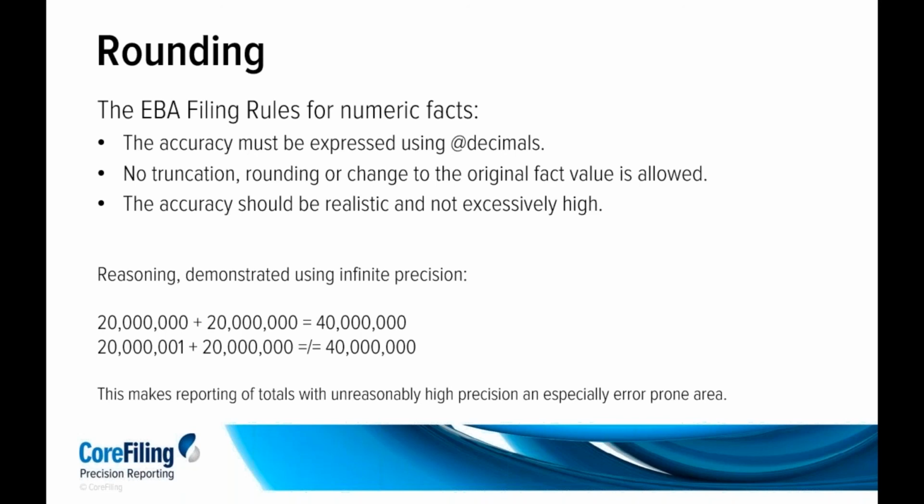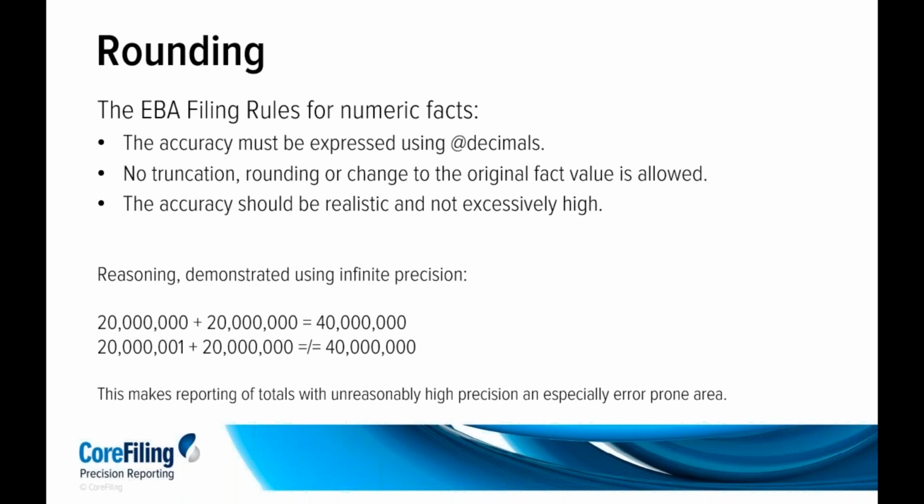I've summarized here the EBA filing rules for numeric facts in somewhat plainer English than they're actually defined. The accuracy must be expressed using the XBRL decimals attribute. No truncation or rounding should be applied to the values. And the accuracy that is stated should be realistic and not excessively high. Note here, accuracy is the value specified by the decimals attribute rather than referring to any rounding that was done prior to that.